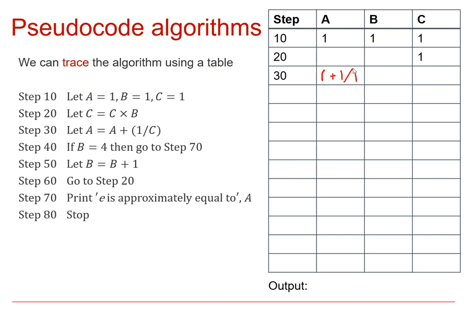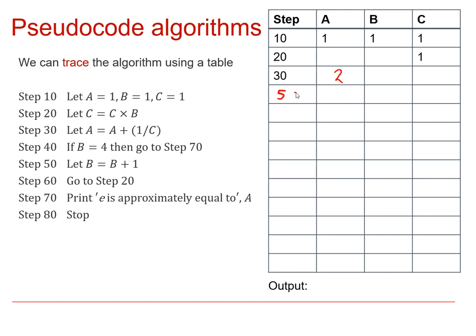So 1 plus 1 over 1, and of course that is equal to 2. So then we go into step 40. This says if B equals 4, then go to step 70. Well, at this stage B is not equal to 4, so we're not going to go to step 70, so we're just going to go into the next line, which says let B equal B plus 1. So let's write that in there.